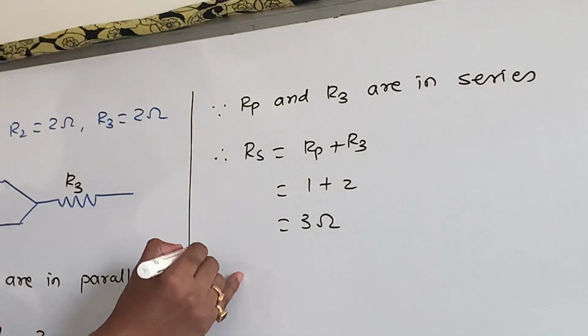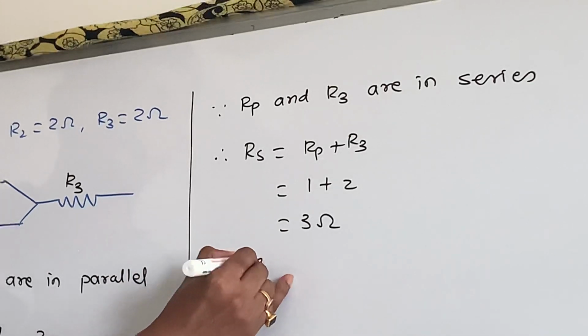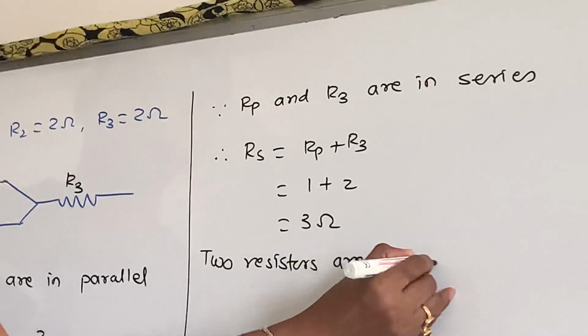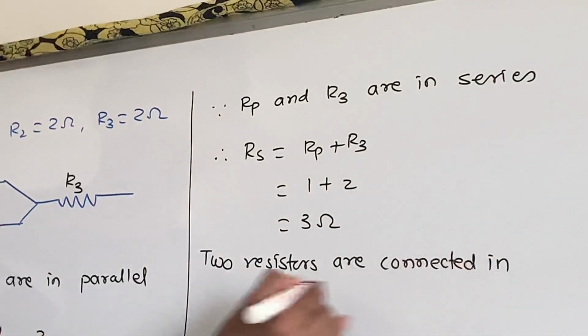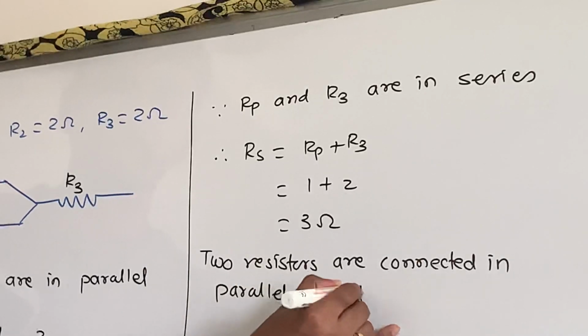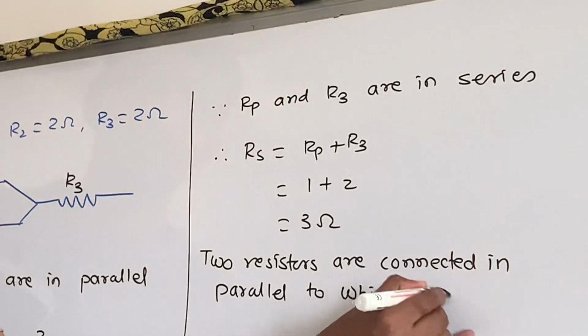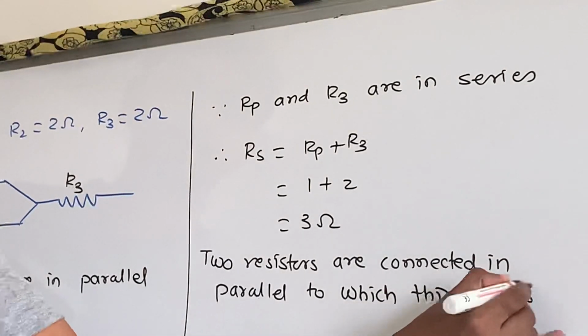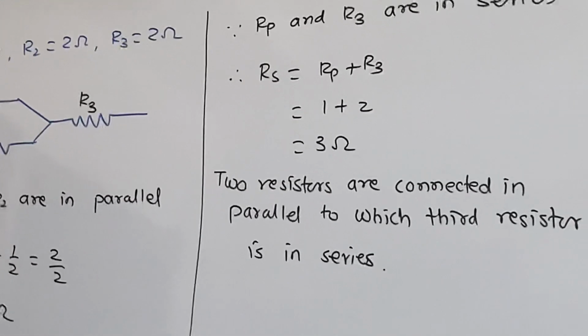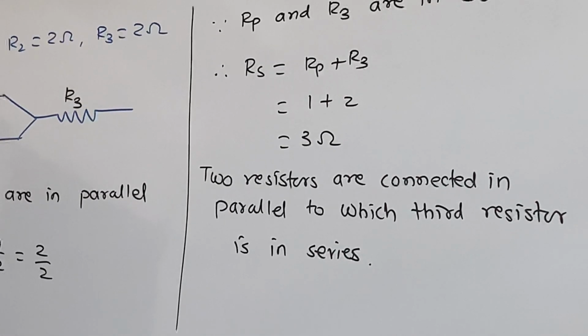So what will you write? I will write here, therefore, 2 resistors are connected in parallel, to which the third resistor is in series. What will it be? 2 resistors are connected in parallel, to which the third resistor is in series. Right?